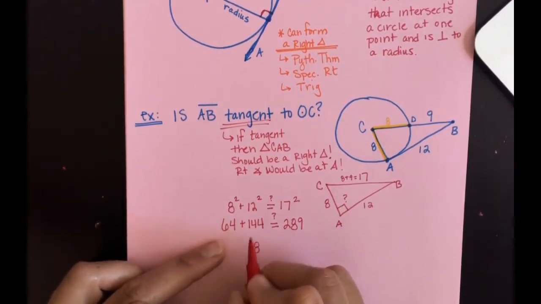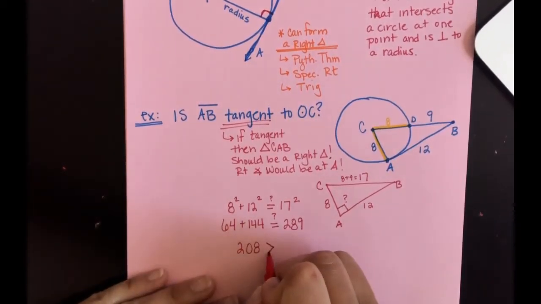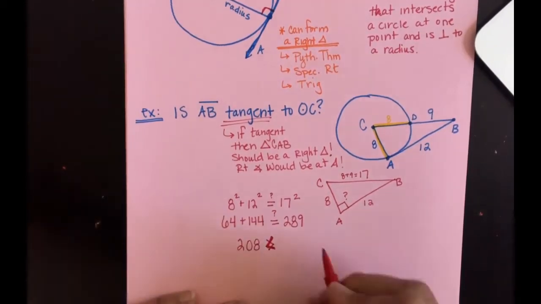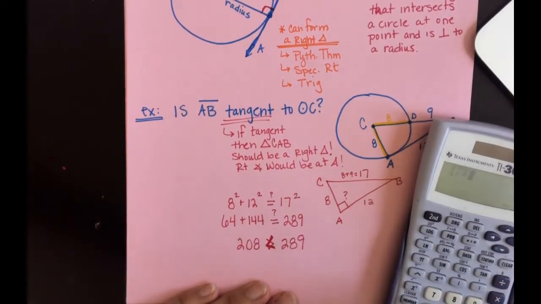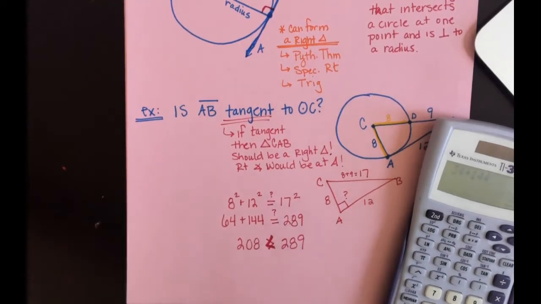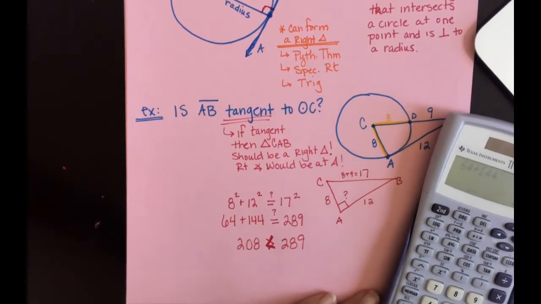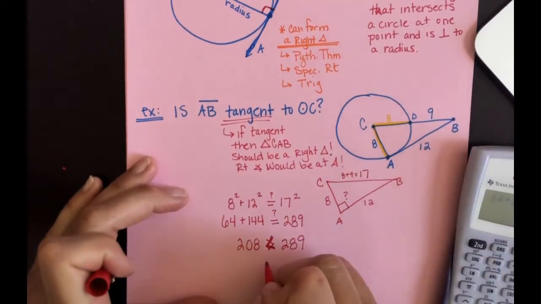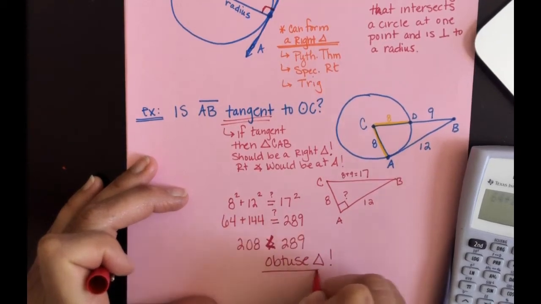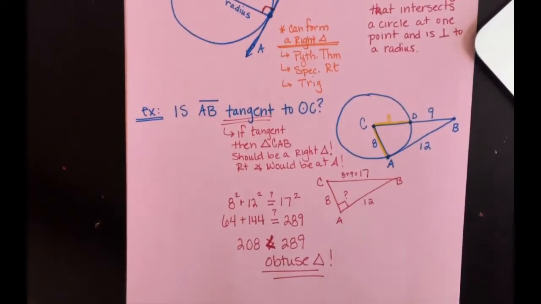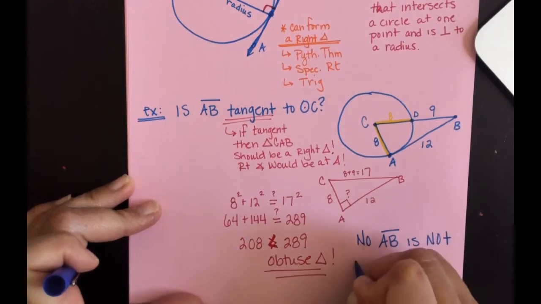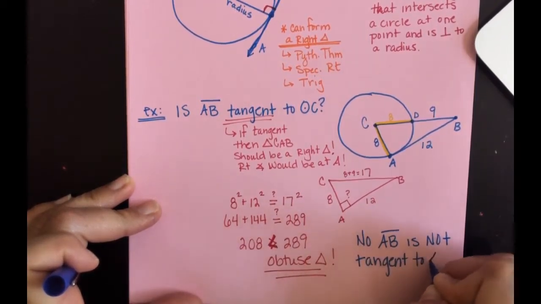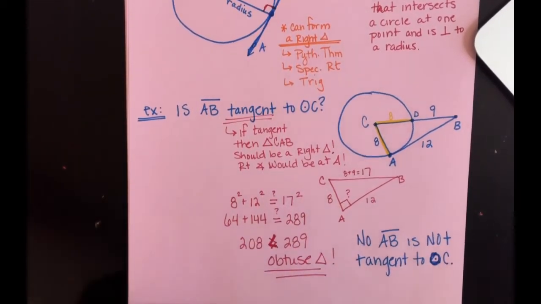Well, 4 and 4 is 8, 6 and 4, I end up with 208. That's, oops, great job, Caffarel. That's smaller than 289, which tells me, why did I say? Somebody help me. Yeah, 289. And 64 plus 144 is, I can't even add today. My calculator did that, is 208. So what we just found out is this is actually an obtuse triangle. So when I answer this question, I would answer as no, it's not tangent to circle C. Almost made another triangle.